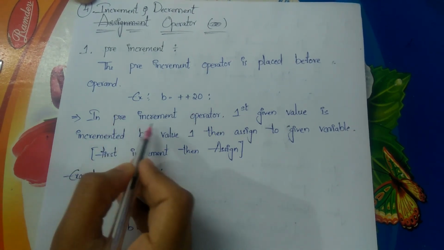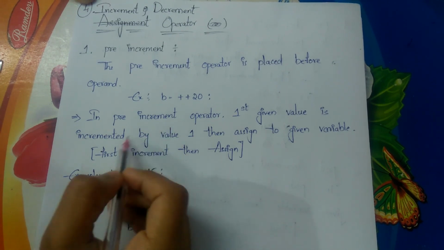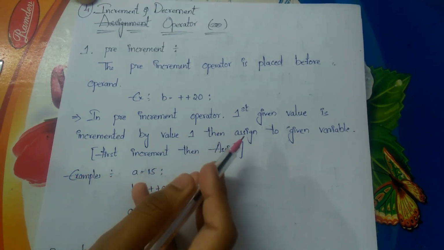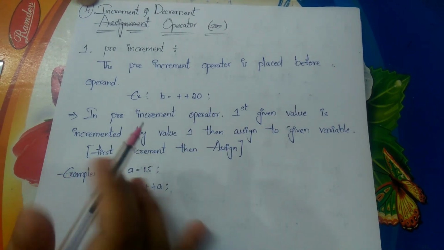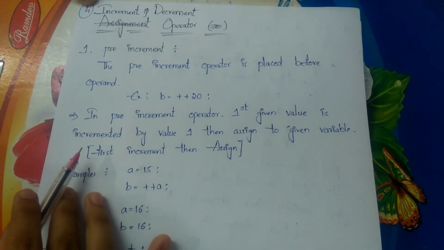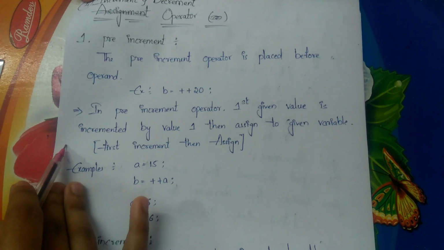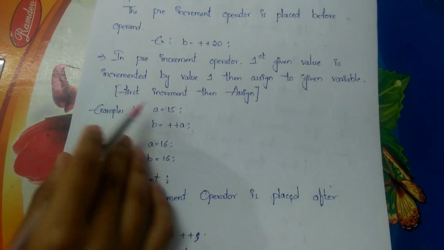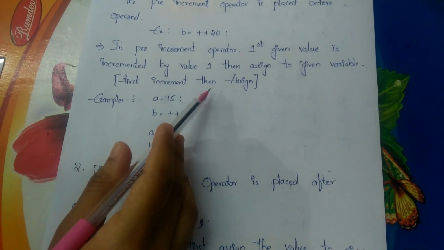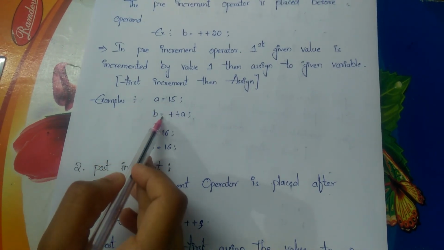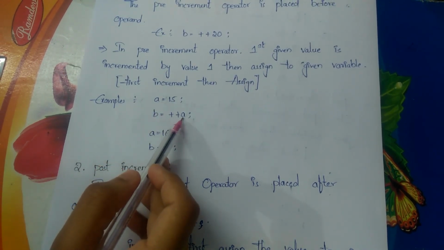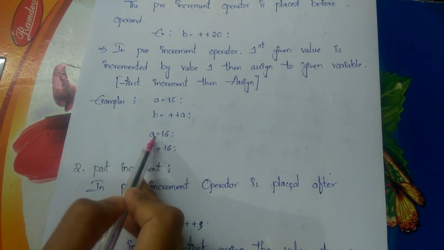Now in pre-increment operator, first the given value is incremented by 1, then assigned to the given variable. So in this pre-increment, first we will increment the value, then after we will assign it to the variable. So first increment, then assign. If you see an example, a is equals to 15 and b is equals to pre-increment of a. So at that time, first we will increment it.